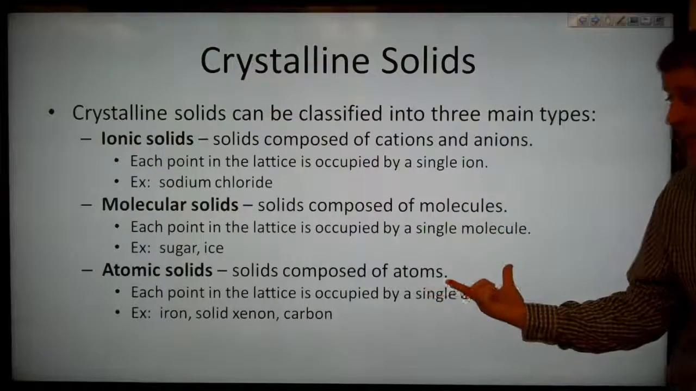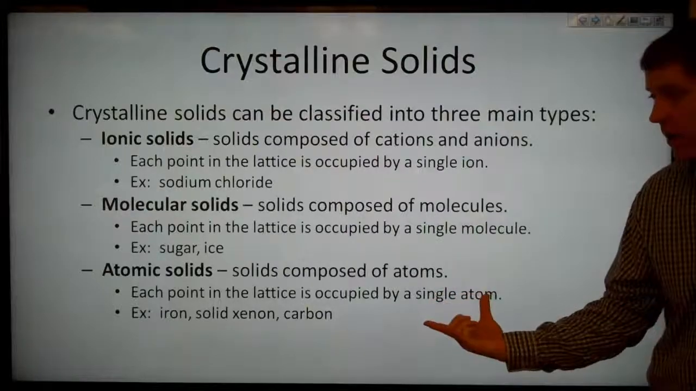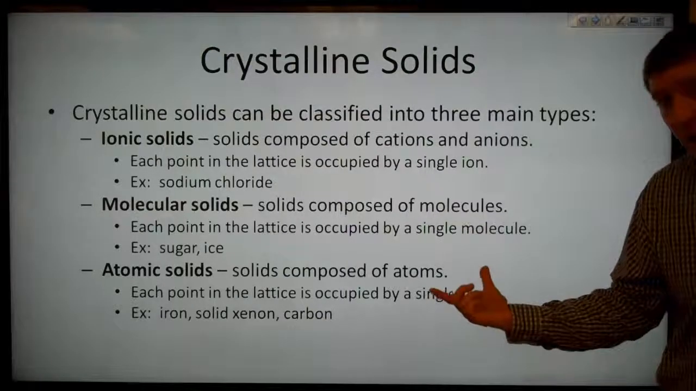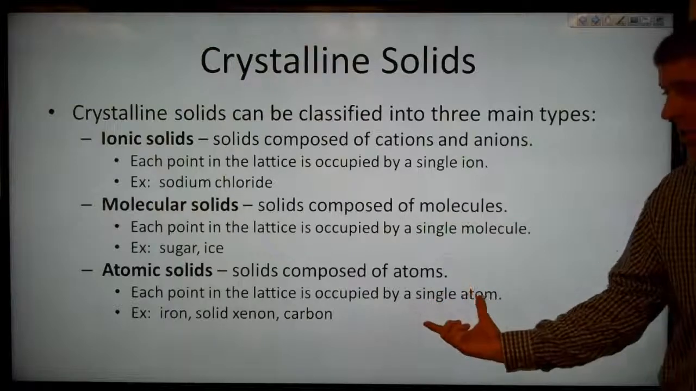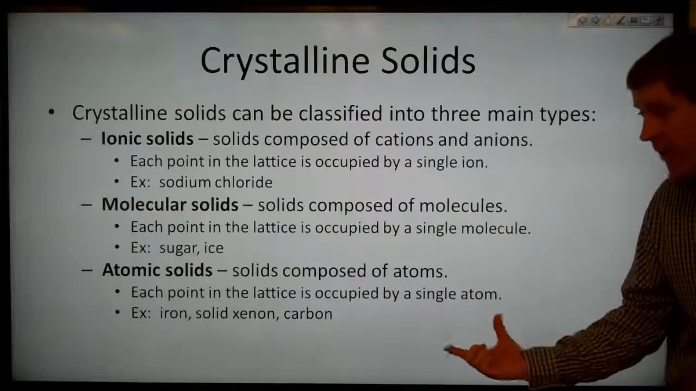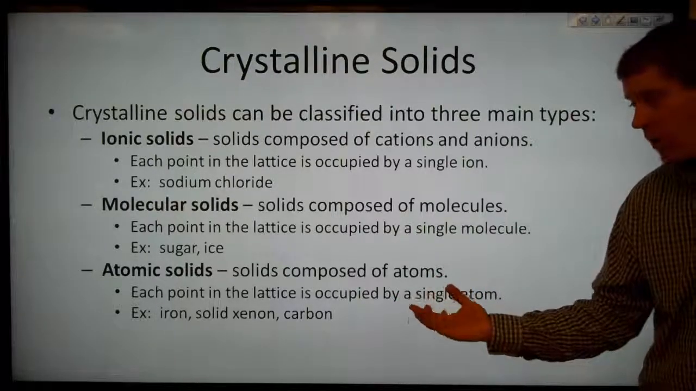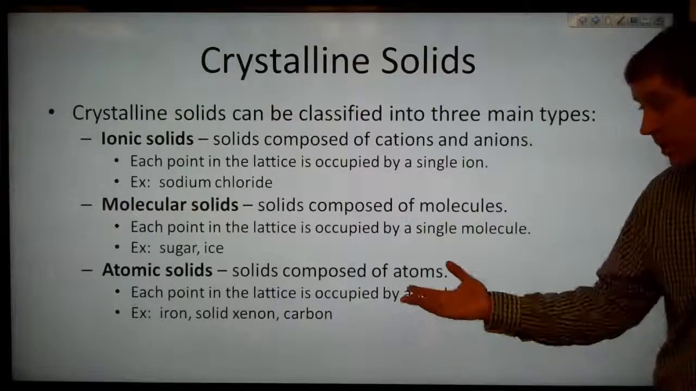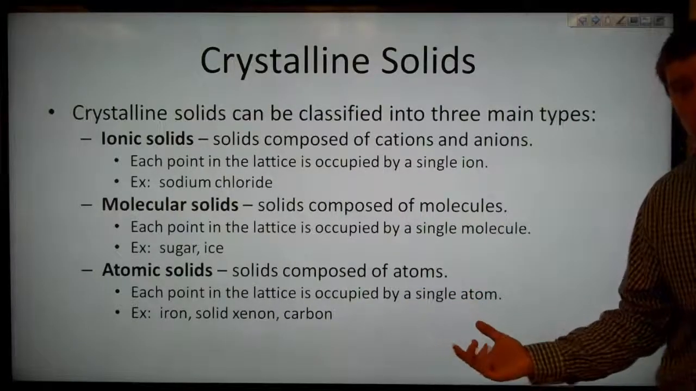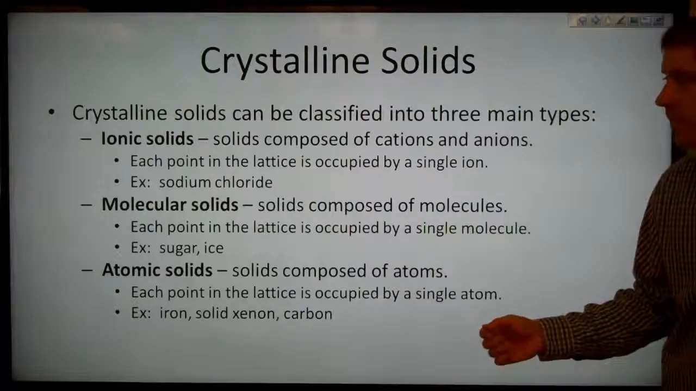Then atomic solids are solids composed of atoms. So here we basically have an elemental solid. So each point in the lattice is occupied by a single atom. So this is like iron or solid xenon, if you solidify it, carbon, like in graphite or diamond.